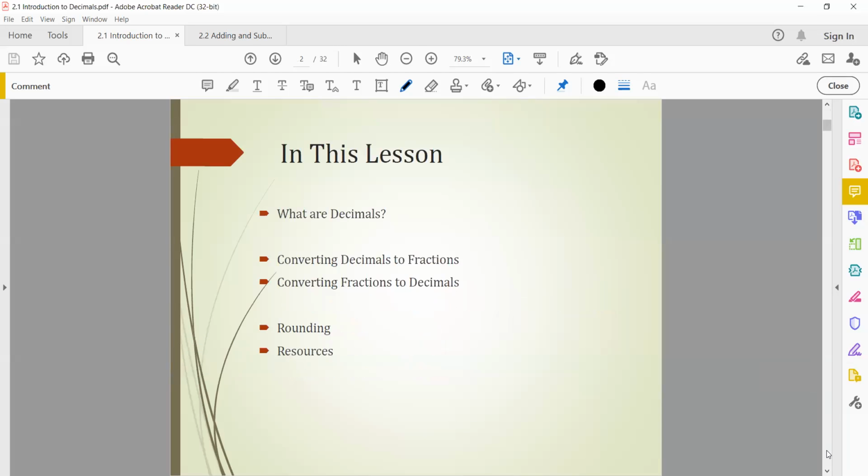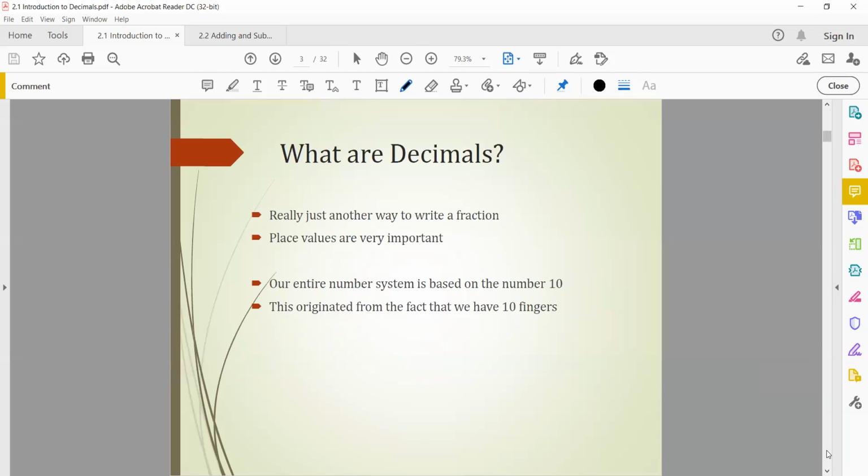Let's jump in. So what the heck are decimals? I'm assuming everyone's heard of decimals. They're, of course, a way of writing numbers, basically a different way of writing a fraction. And place values are very important when it comes to decimals. So our number system is actually based on the number 10, and that stems from the fact that we have 10 fingers. As far as I know, that was basically the only logic that they originally used.